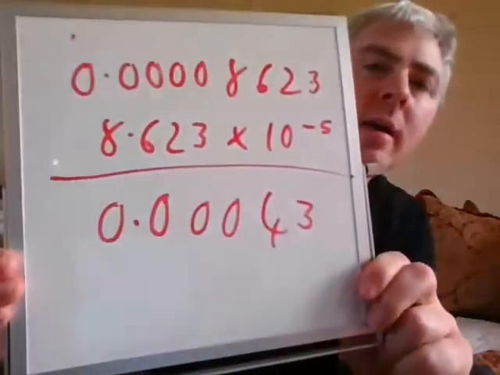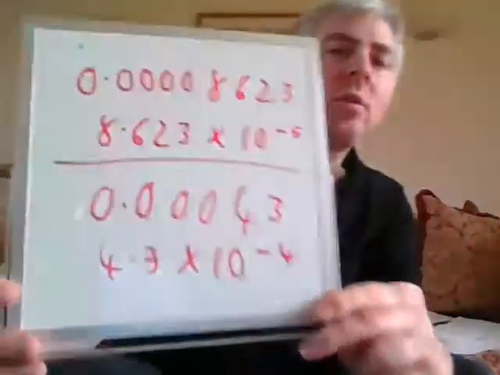Right, if I just show you that number there as well quickly, that is 4.3 times 10 to minus 4, I think.